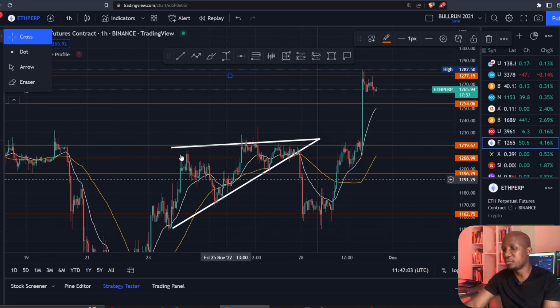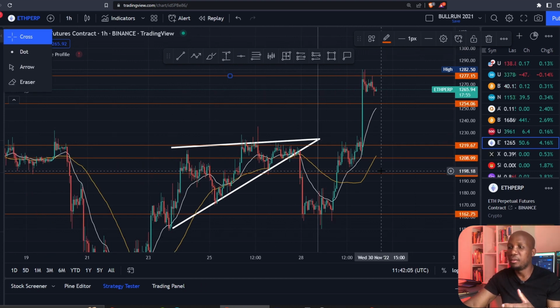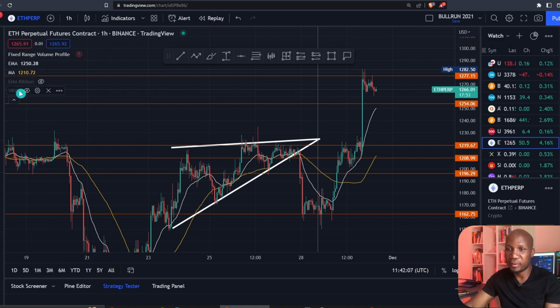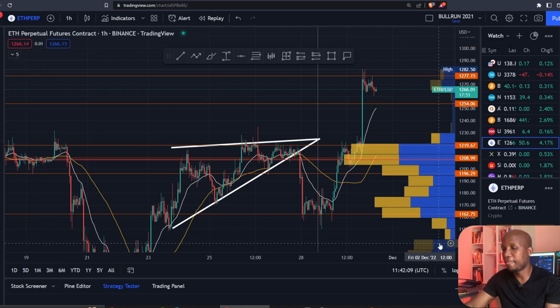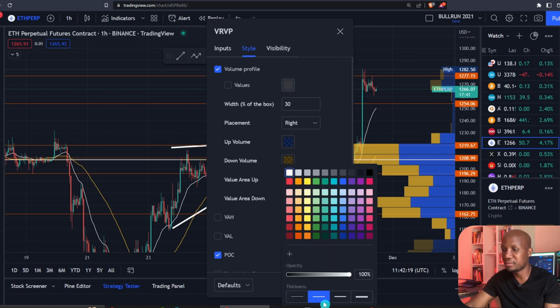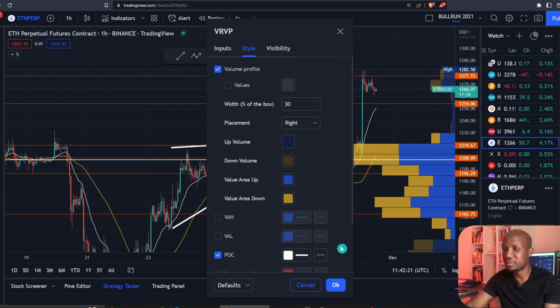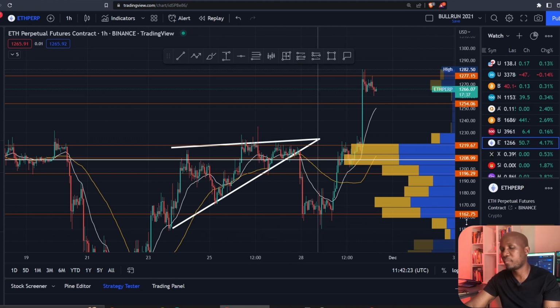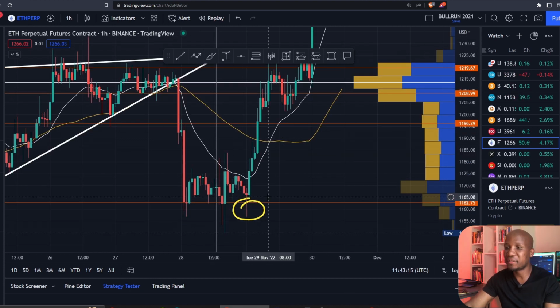All right, so let's bring back the VPVR here. Now you can see, and let me change the point of control on the VPVR so that it's easy to see what is what. Now let's first analyze this first trade here.